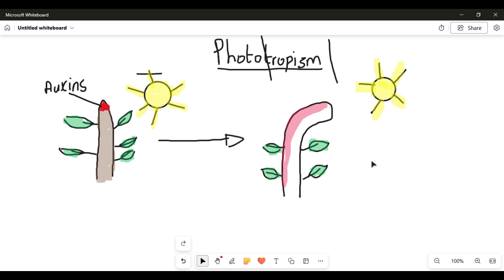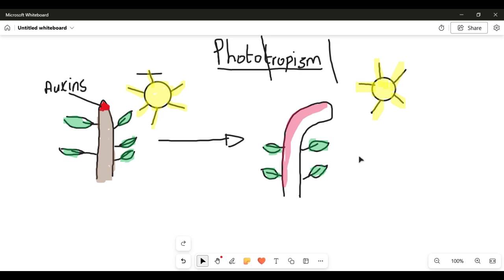So, today we'll be focusing on tropism. What is tropism? Tropism is a plant responding to a certain stimulus or stimuli. Stimuli is just plural, and stimulus is just singular. So, the plant is responding to a certain stimulus. A plant could either respond to light, gravity, or water.